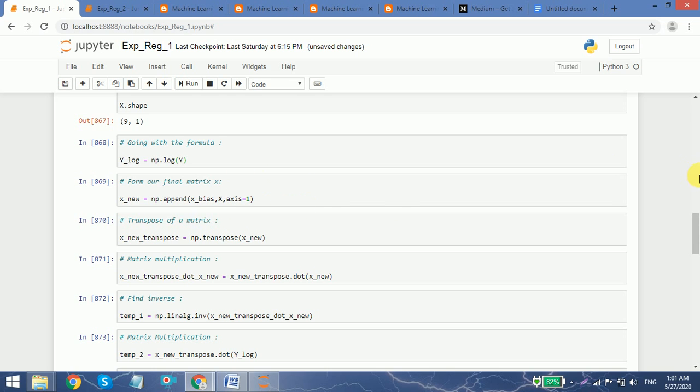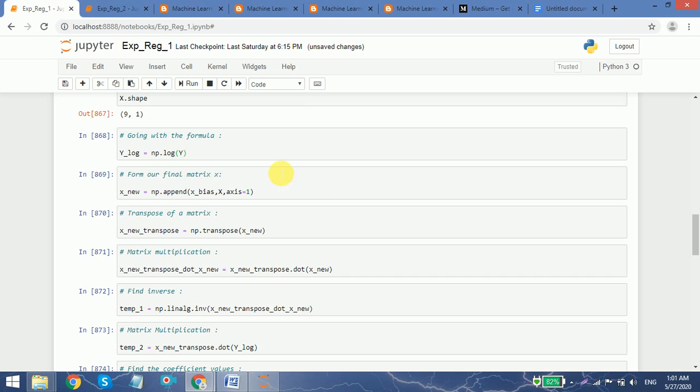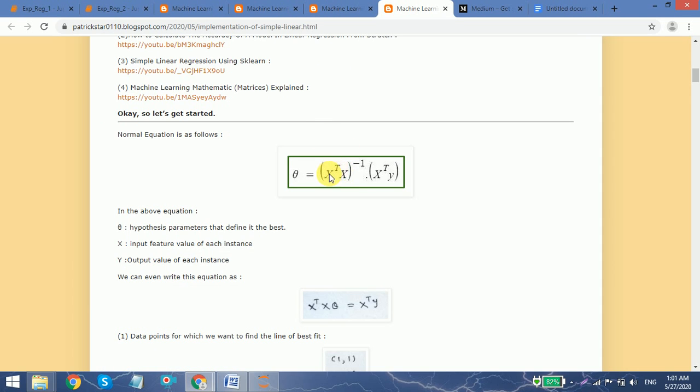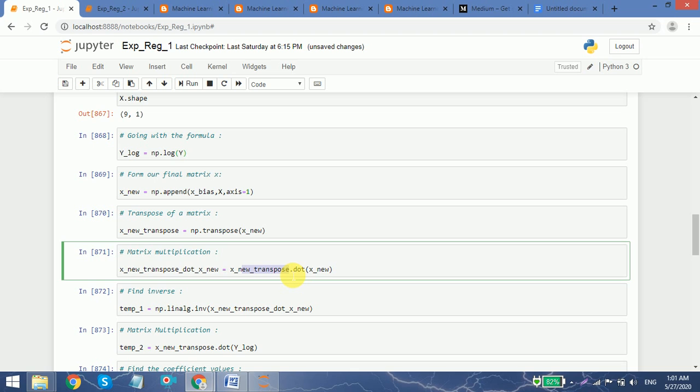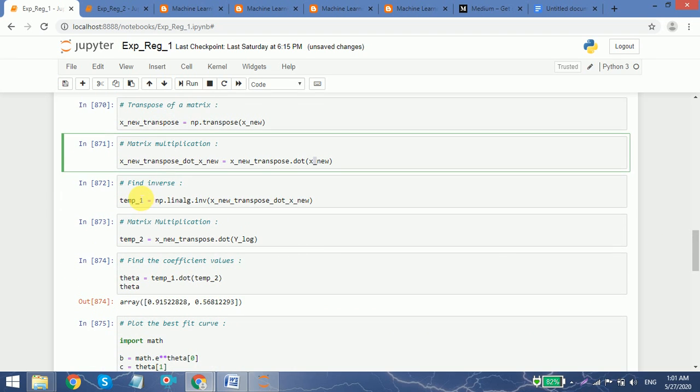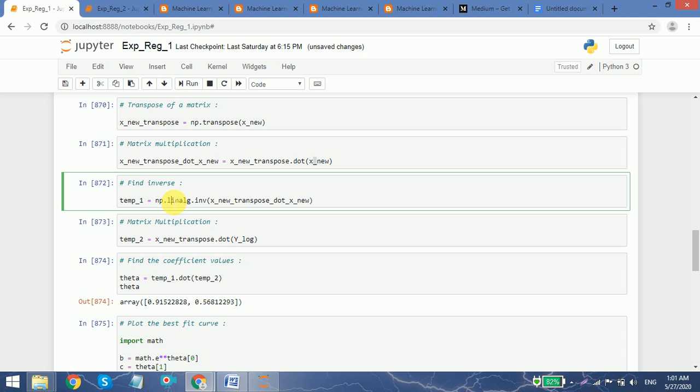Okay, so I performed the append operation here, and then I'm going to find the transpose. So here is the transpose, and then we are going to multiply it with x. I'm going to perform the multiplication operation: transpose dot x new. The next operation is the inverse, which is linear algebra dot inverse. So it will give us this value.